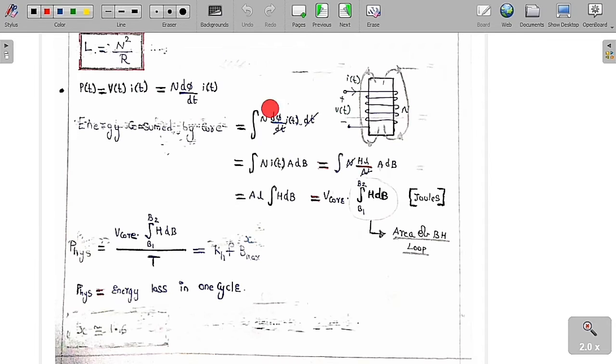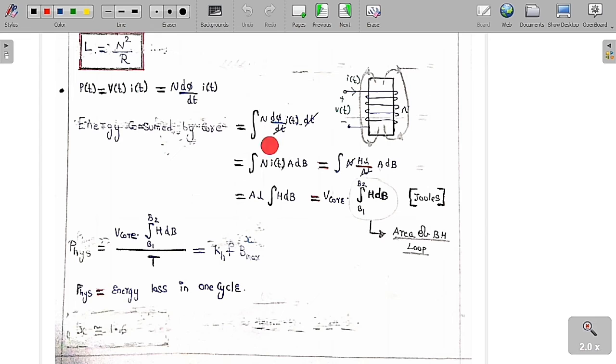Now I want to know how much power is consumed by this core. Power is voltage into current, so p of t is equal to v of t into i of t. But v of t is N into d phi by dt, into i of t. So what is the energy consumed by the core? Energy is equal to power into time.